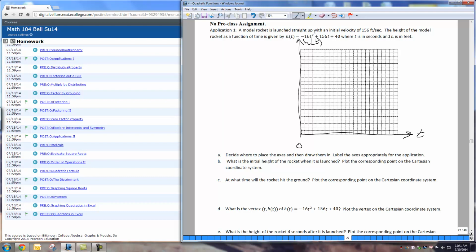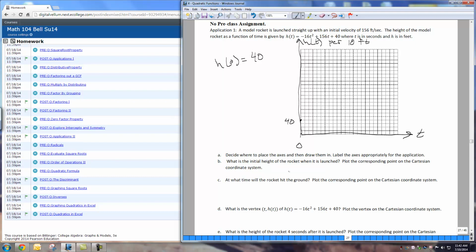So when t is 0, h of 0 equals 40. So the rocket's 40 feet high before it is launched. So I'm going to let each line be per 10 feet. So each line is 10 feet. So here's 10, 20, 30, 40. So here's where the rocket gets launched from. All right, this is 40.